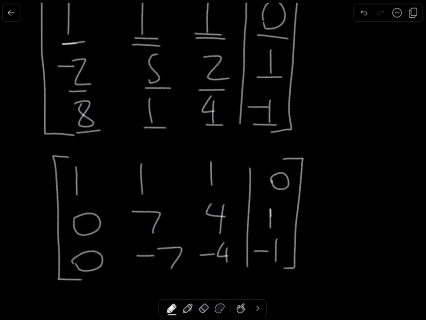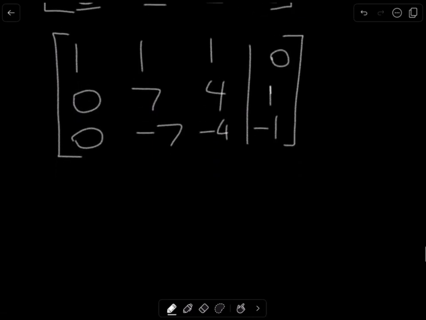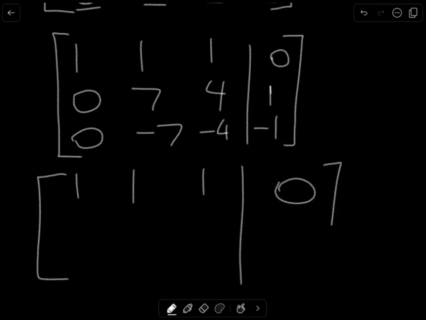Okay, there we go. So we're done here. We created the leading one and zeros below it. Now what I need to do is move on to the second row and make that one. How do I do that? I just need to divide the second row by 7. So it's going to be 1, 1, 1, 0. Divide the second row by 7.